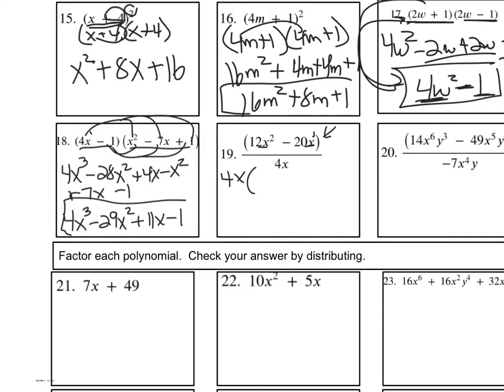So when I take out my common factor, I divide 12x squared by 4x, and I get 3x. And then negative 20x divided by 4x is negative 5. Okay, so we have that. Now, these will cancel out. So your answer is 3x minus 5.